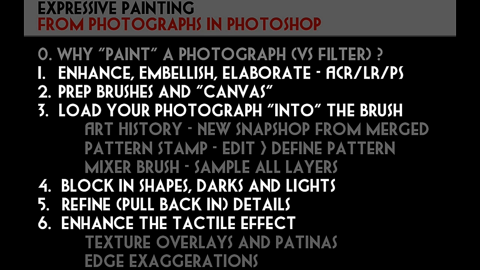Six, enhance the tactile effect. This is really where the trompe l'oeil, the imitation of natural media comes in, is adding the texture that is going to be your substrate, your medium you're painting on, put it into the brush, and then you add that texture back on top of the process. It completes this fooling the eye, suspending disbelief that the person is looking at something digital. So that's the last step, and that includes things like patinas and sharpening and things like that. Okay. So that's everything there.